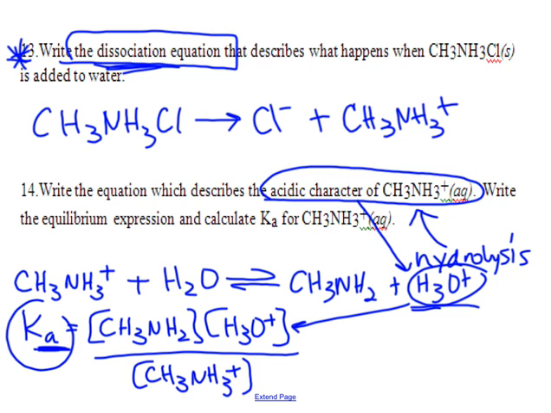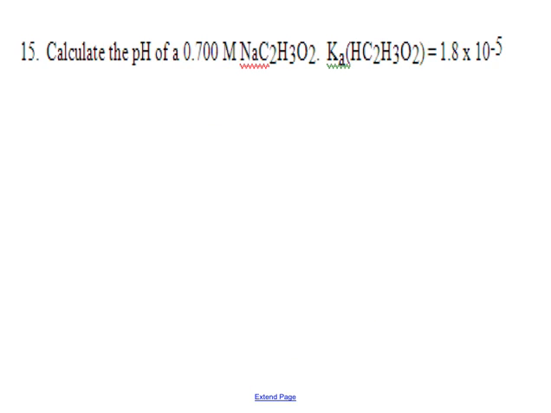Got it? All right, now, with all of this under our belt, now we can actually do these problems, finding the pH using rice tables. So, calculate the pH of a 0.7 molar sodium acetate solution. They give us the Ka of acetic acid.